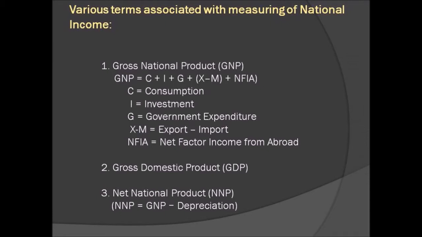Next one is the gross domestic product. As we have already studied, the gross domestic product is the total value of output of goods and services produced by the factors of production within the geographical boundaries of the country. And third one is the net national product. Net national product is arrived by making some adjustment with regard to depreciation.